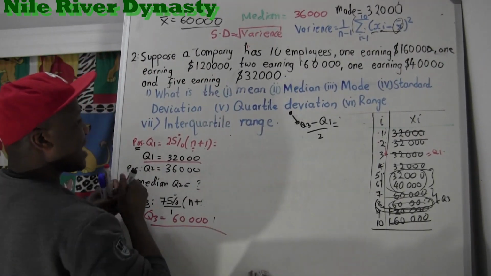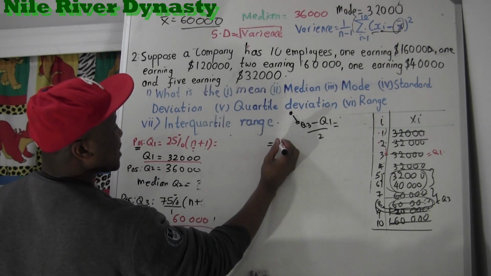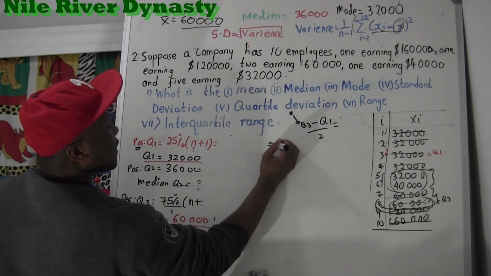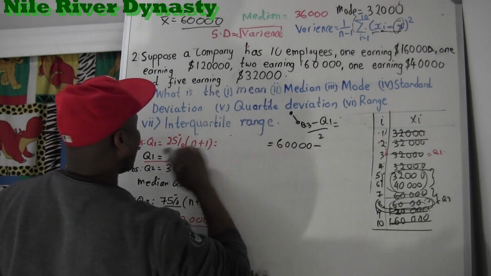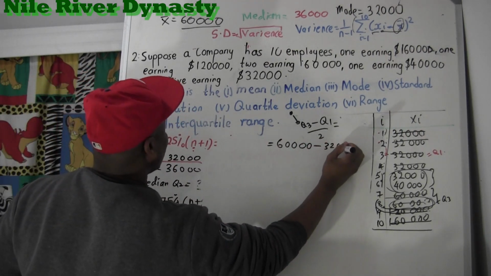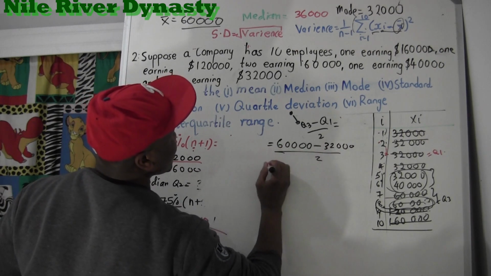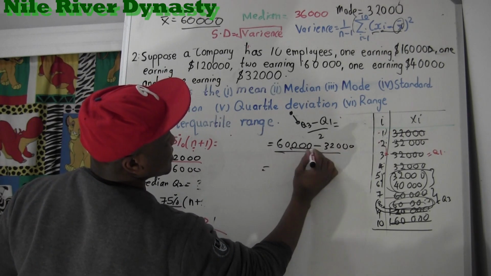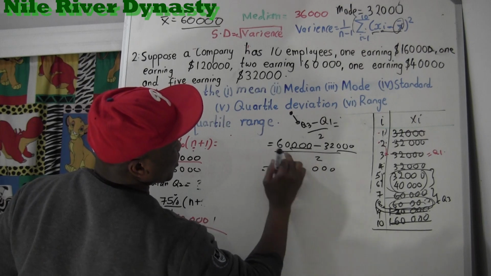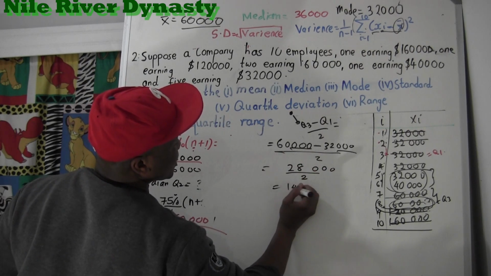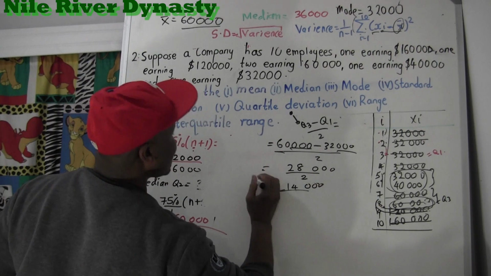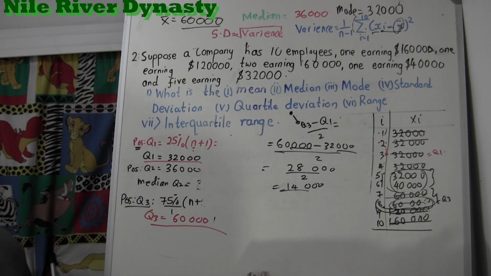So now let's get our quartile deviation, equal to quartile 3, which we got as 60,000, minus quartile 1, which is 32,000, and then we divide by 2. That is equal to 28,000 divided by 2, so this is going to be equal to 14,000. So this is the quartile deviation. We got the quartile deviation.